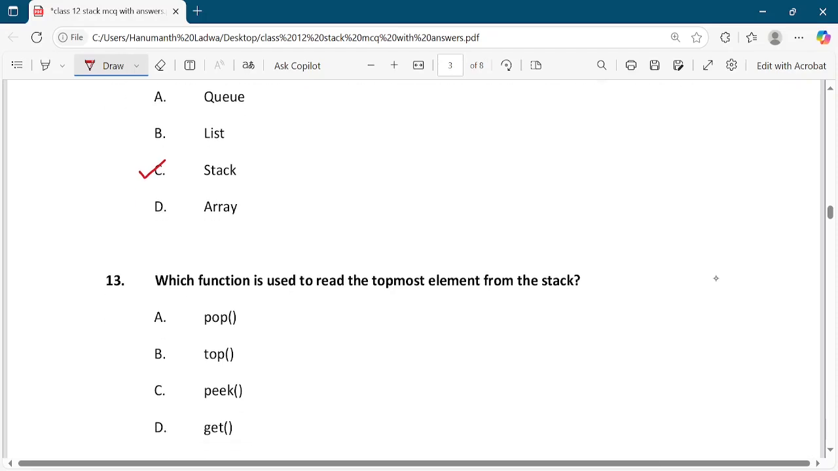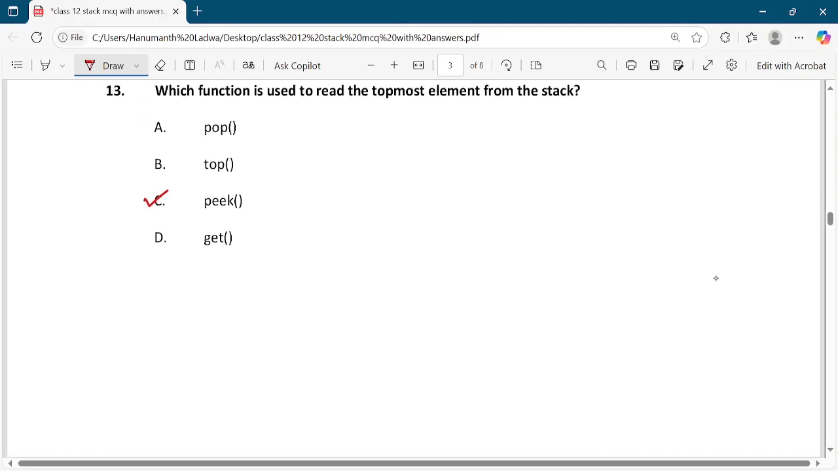Question number 13. Which function is used to read the topmost element from the stack? Option A, pop, B, top, C, peek, D, get. So here in the question they have given, it is used to read the topmost element. In order to read the topmost element from the stack, we are going to use the peek function. So hence option C is the right answer.